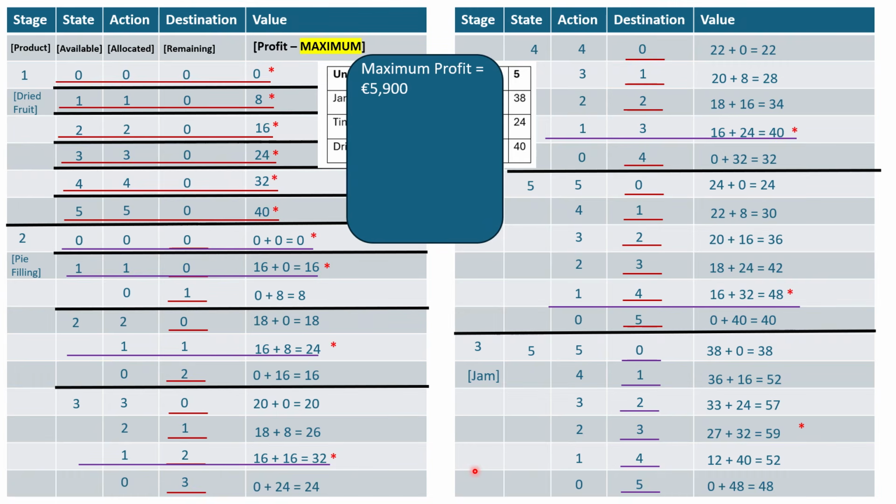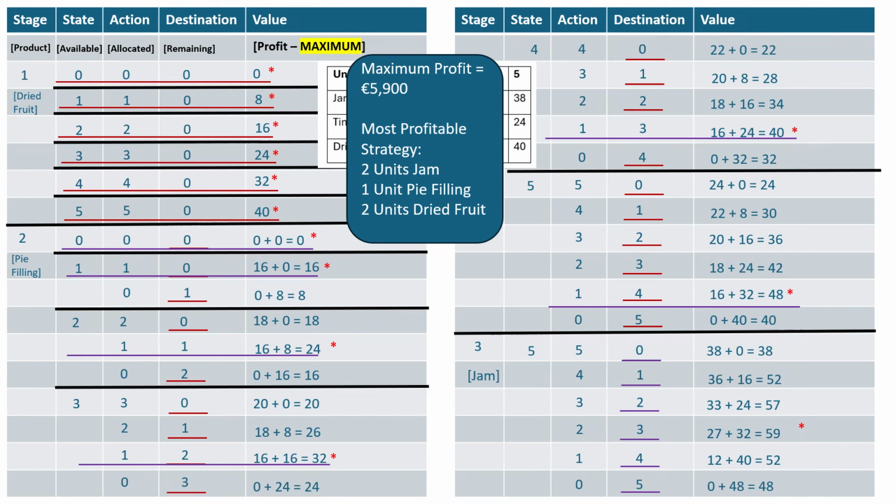So then we need to think about, well, what is the best strategy? So we can see the maximum profit here is 59. Remember, we're working in hundreds. That's $5,900. In terms of the most profitable strategy, we have this line here.